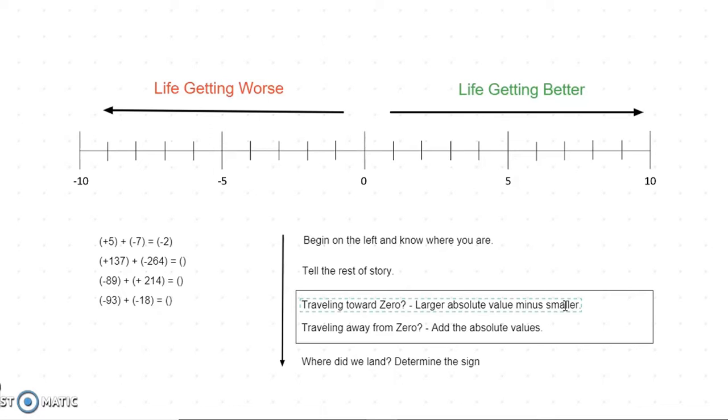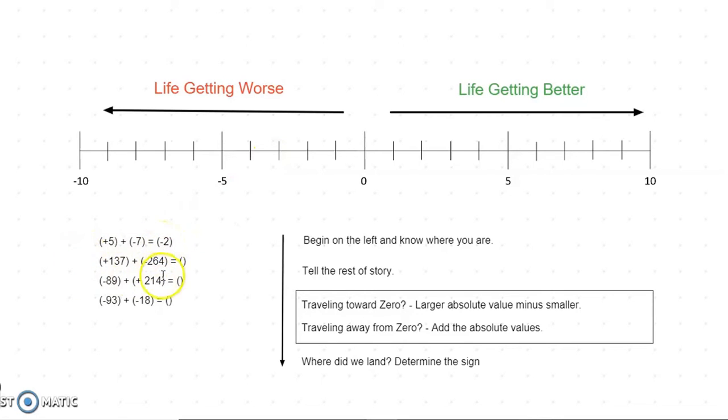Now, what do we mean by absolute value? We kind of mean just ignore the signs and treat them like regular old numbers, just as we've always had. And so the larger one is the 7, the smaller one is the 5, and when we subtract, we get a 2. The only thing left then is to say, is that positive or negative? Where did we land? Well, if we started at 5 and we traveled to the left by 7, we know we've moved over to the negative side, and there's our negative sign.